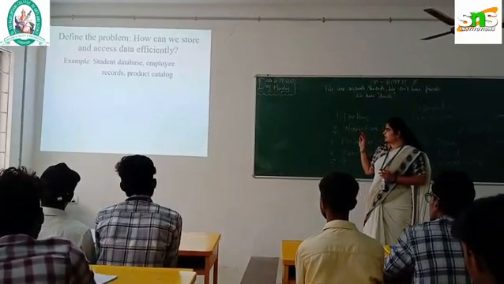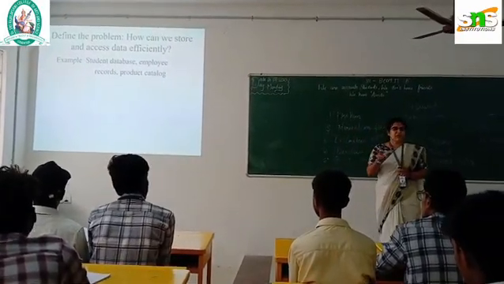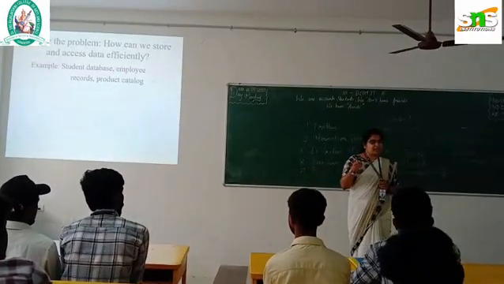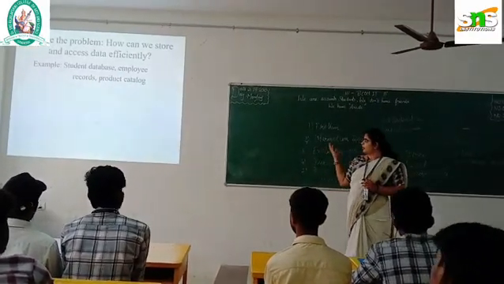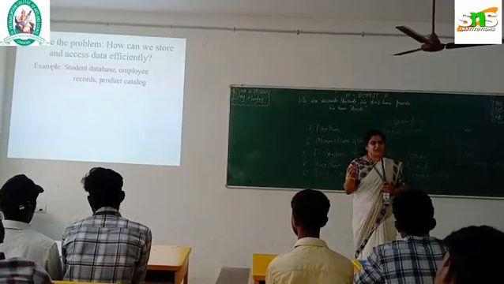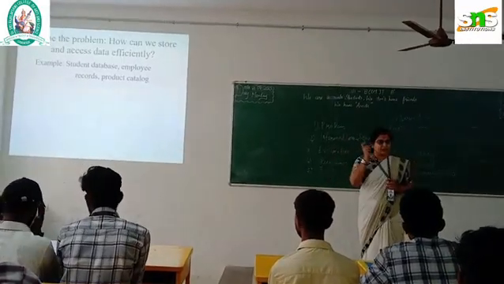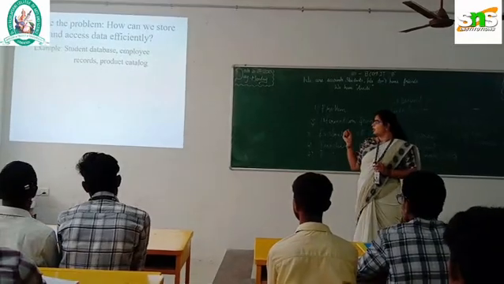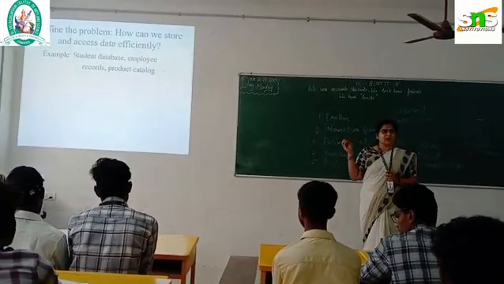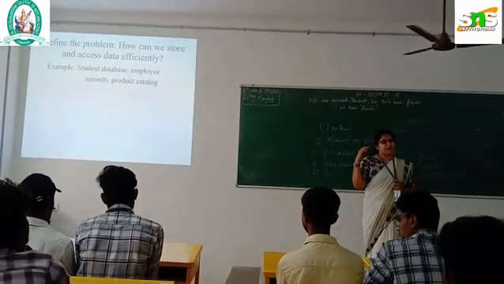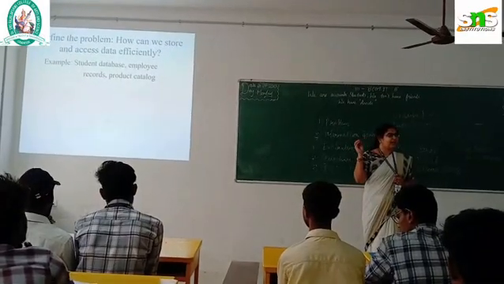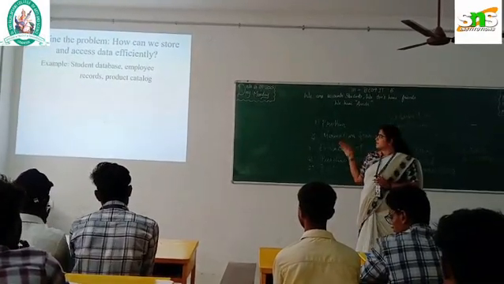For example, in a student database, we have a unique ID, an ID number. Then for employee records, we can also search with a unique ID. Then a product catalog also has a unique ID. We can search a particular product, employee ID, or student data. We can easily identify the data of our students.